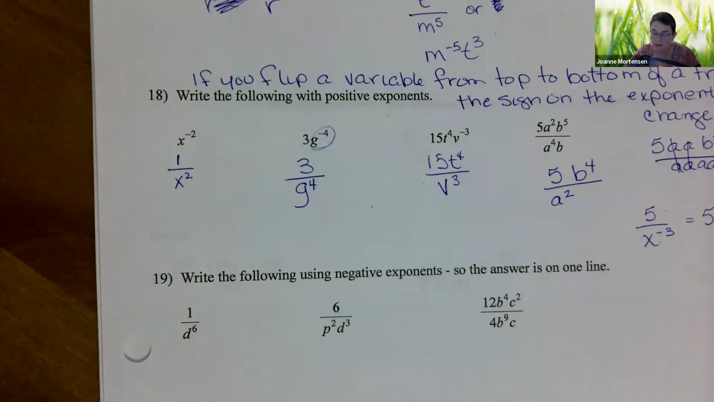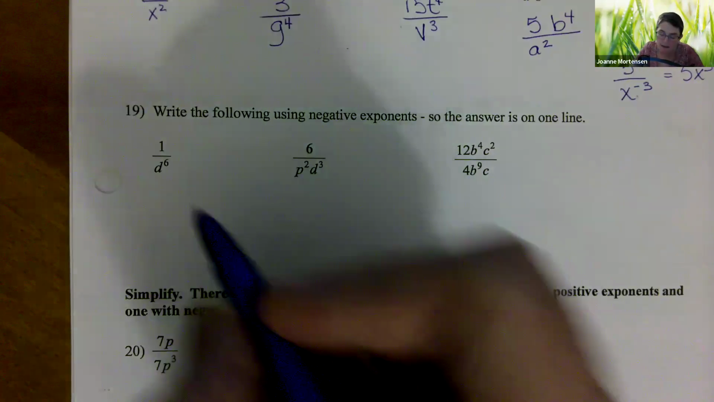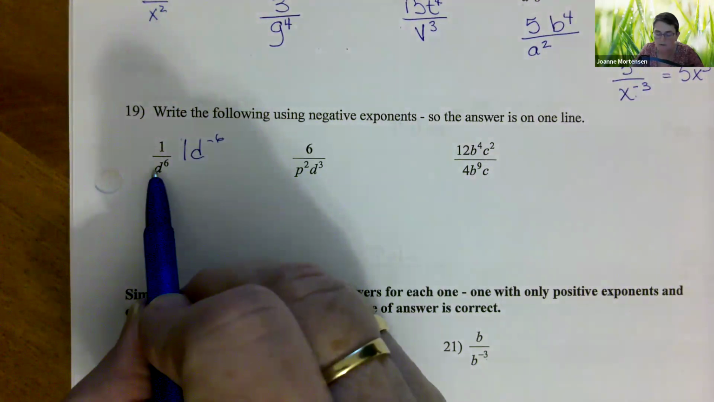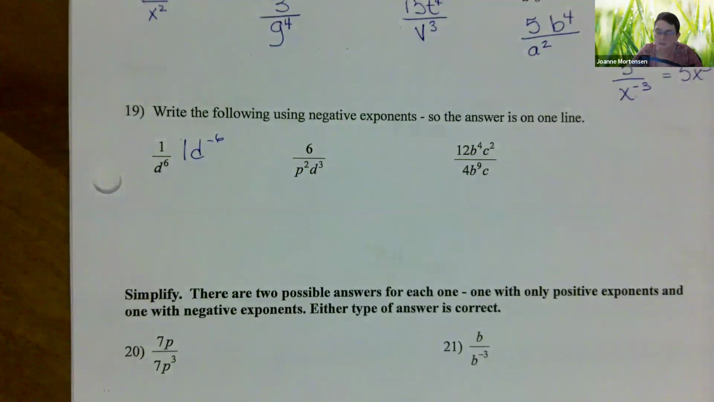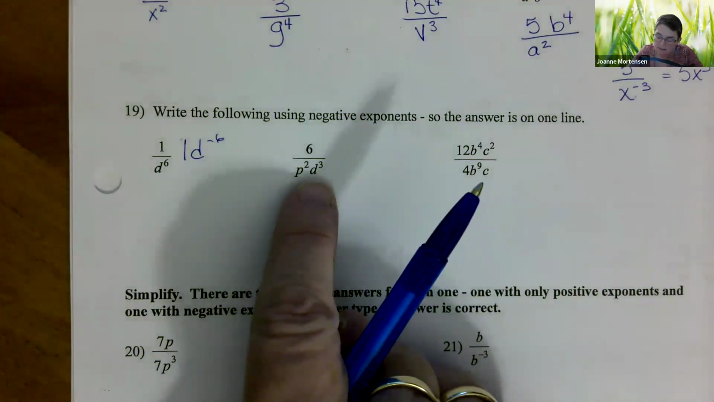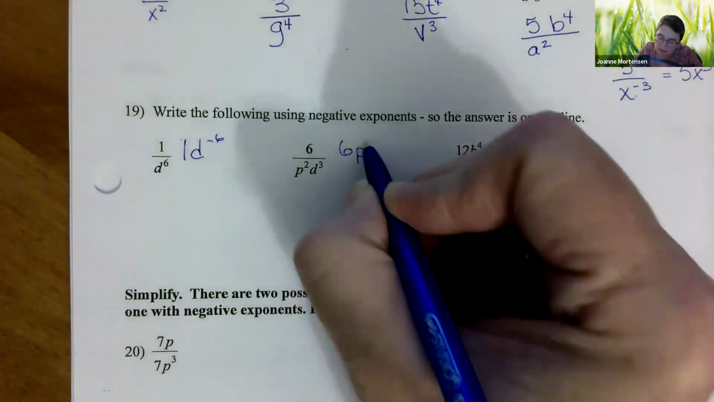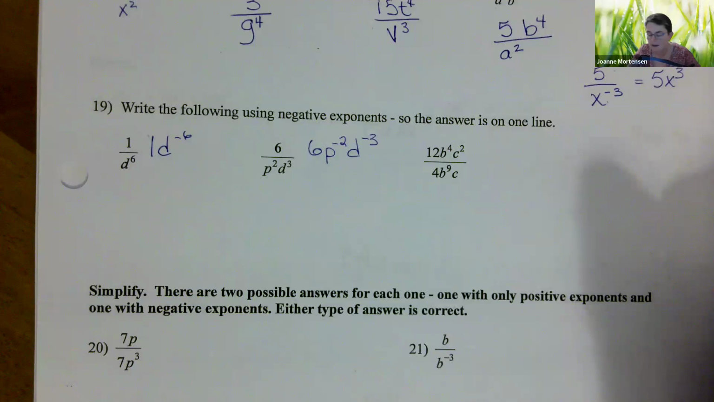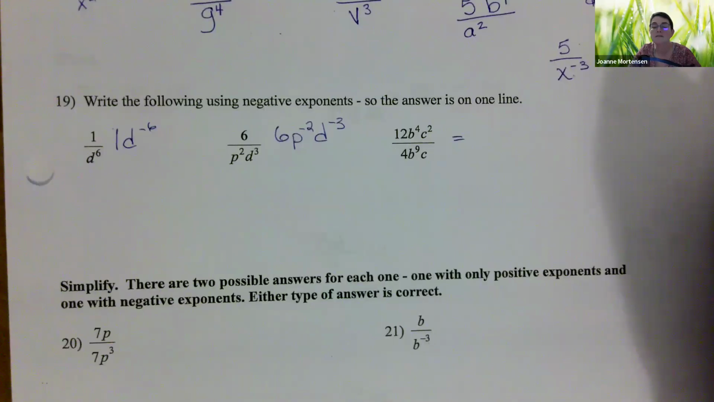All right. Write the following using negative exponents. So the answer is all on one line. So I want to move this up to the top. So it's going to be 1d to the -6, right? Because we're flipping from the bottom to the top. And before you ask, no, you don't need the 1. So d to the -6 would be fine. These little beasties, we want to bring them up. I need my 6. It's already up there. It's going to be p to the -2 and d to the -3. And let's see where this goes. I'm going to shush. I want you to do the question.